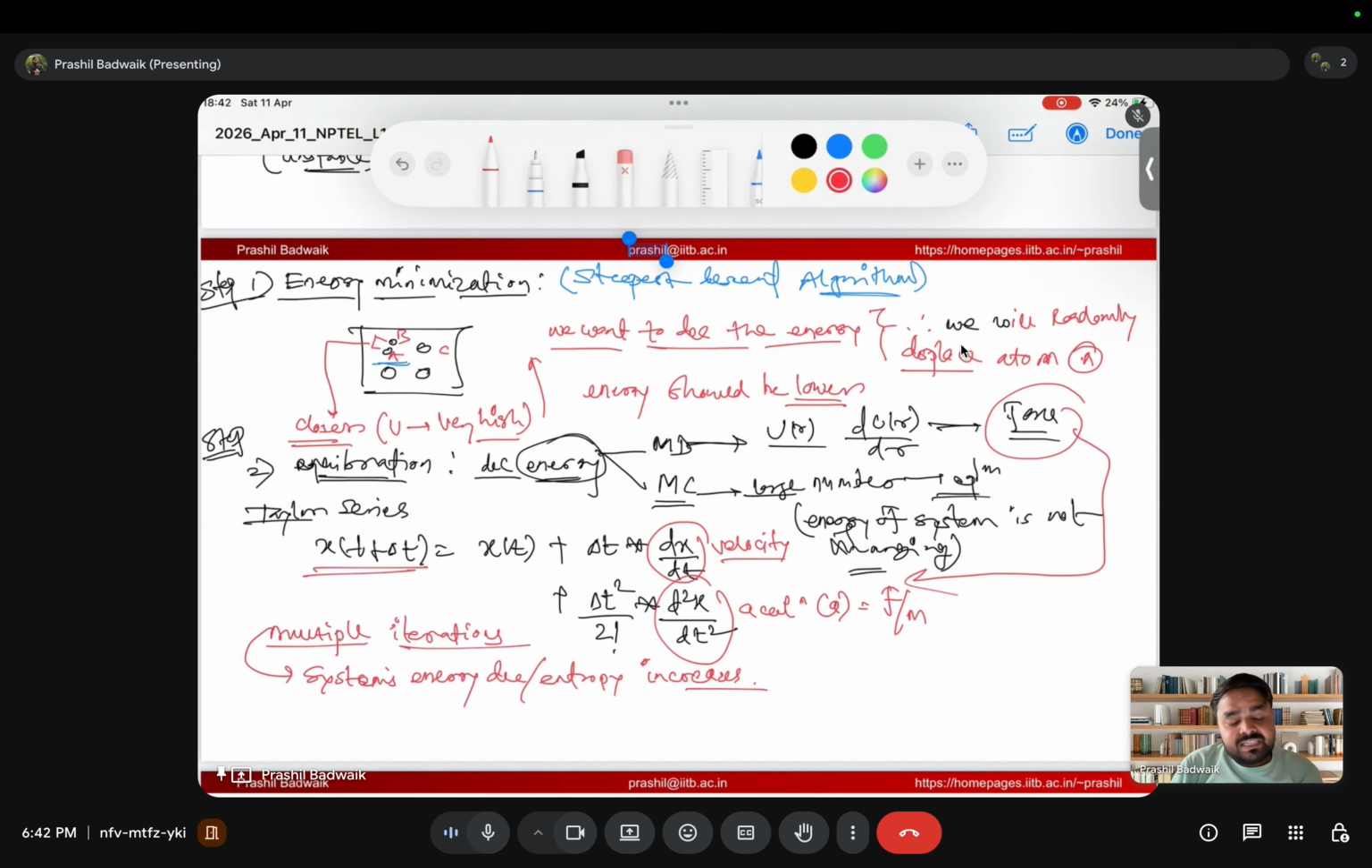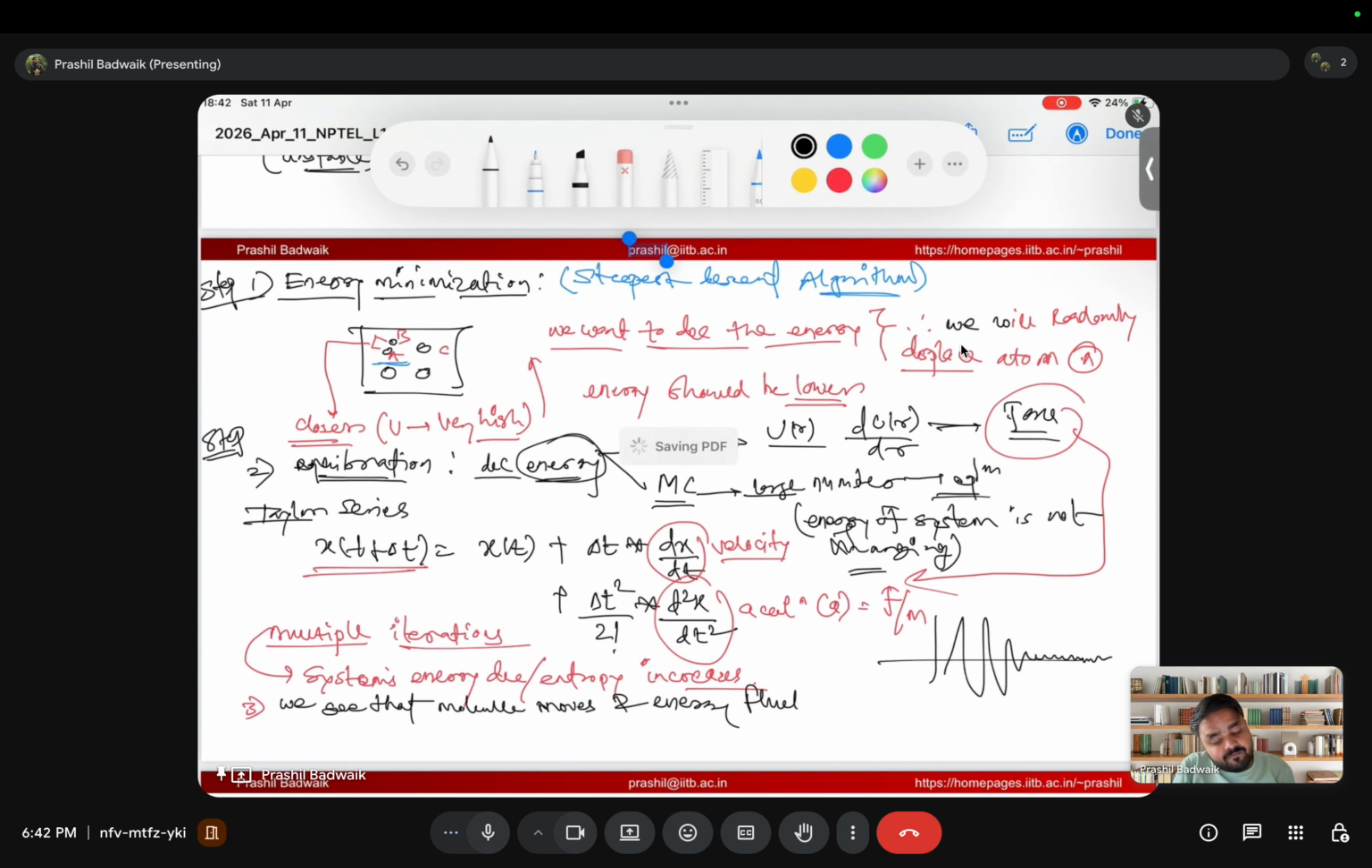right? And once we reach that equilibrated state, we sample the data points, we see how the molecule is moving at equilibrium, and then in step 3 we see that the molecule moves and energy fluctuates around a mean position. That means earlier energy was like this, later on it is fluctuating around a constant value, so instead I'll write constant. Energy is constant.